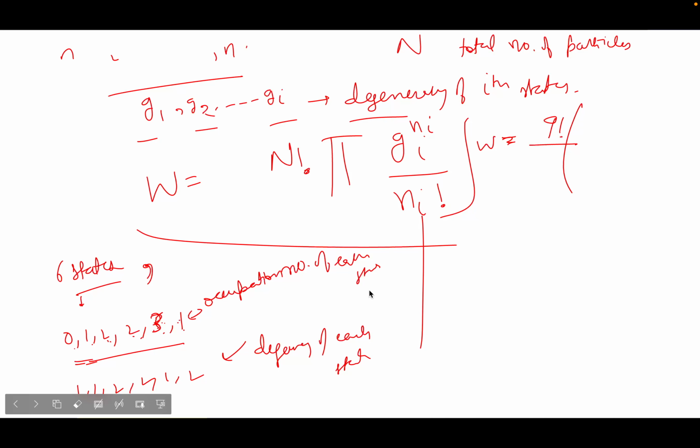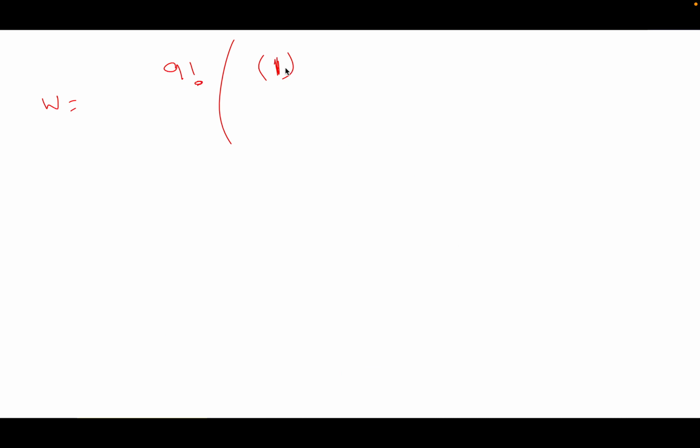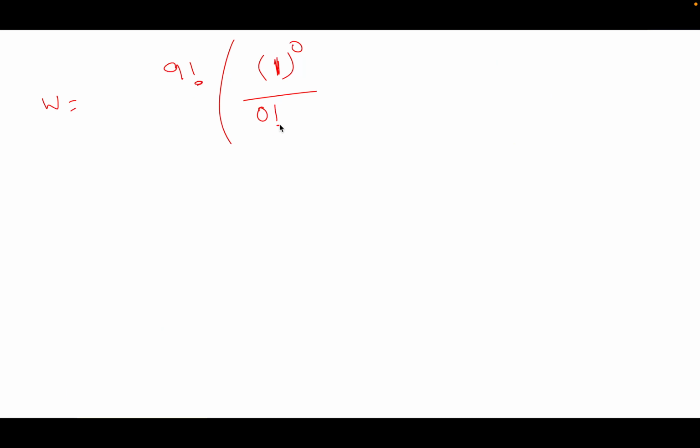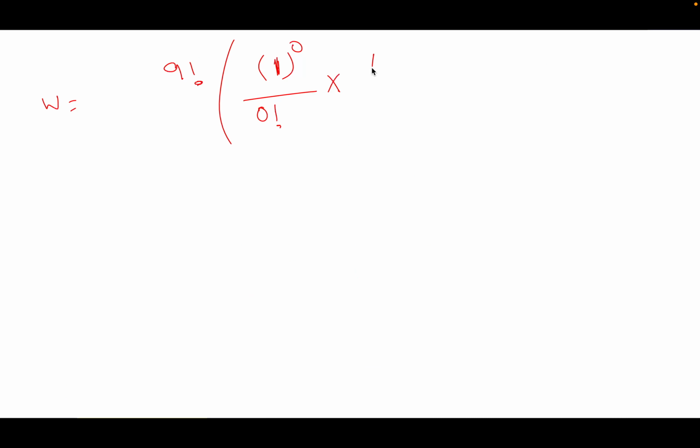Or I'll solve it on the next page. That will be much easier to understand. So W is equal to, there are 9 total particles, so 9 factorial. In the first state the degeneracy is 1, so 1 to the power n_i, the number of particles in the first state, which is 0. This is the 0 occupation number and 1 is the degeneracy, divided by n1 factorial, so 0 factorial, into, this is a multiplicative operator, the next state where the occupation number is 1 and the degeneracy is 1, so 1 to the power 1 divided by 1 factorial.